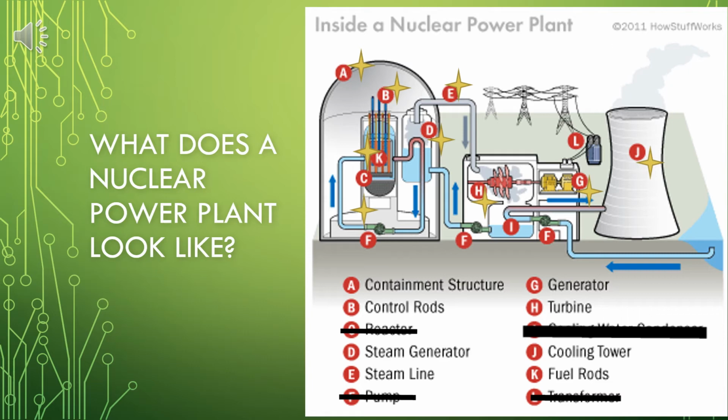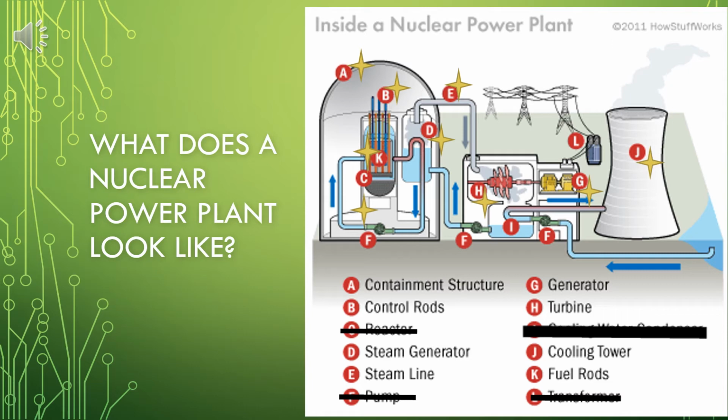A shows us the containment structure. This is a large concrete dome that is used to house the part of the reactor that's actually doing the nuclear reaction. Within that reactor core, you have B, the control rods.